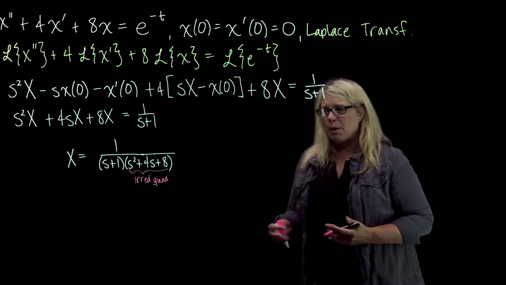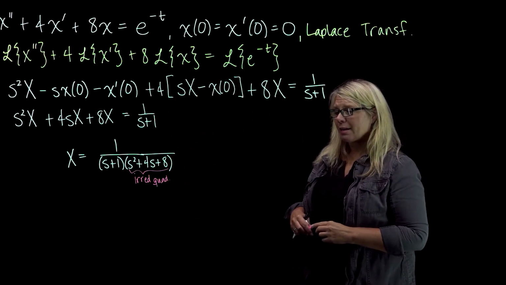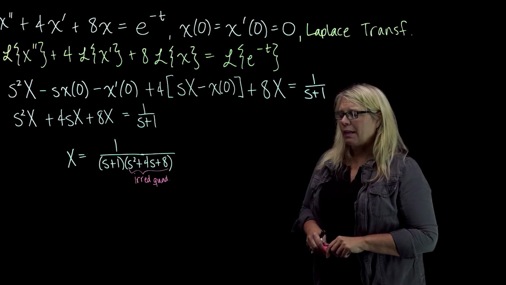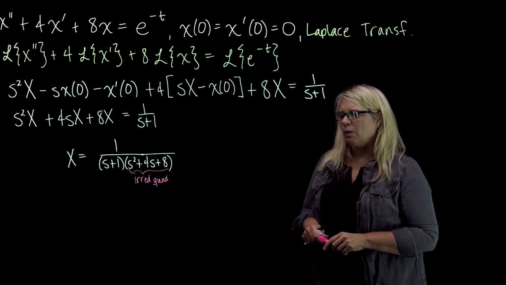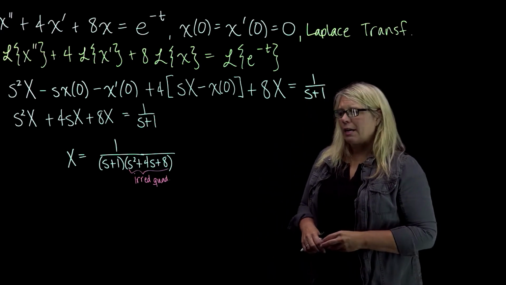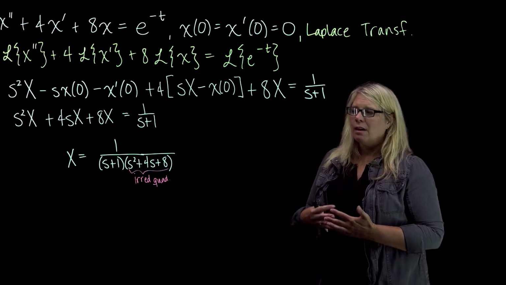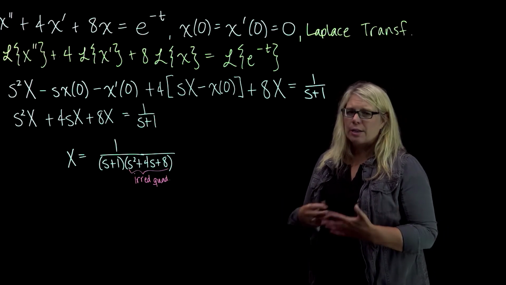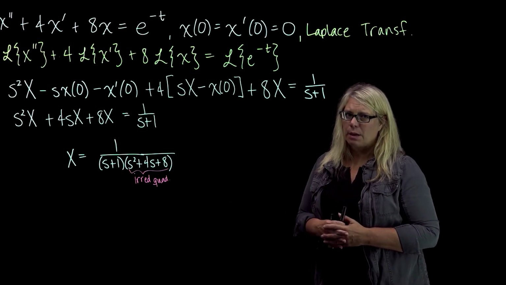So when you set up your partial fractions for a problem like this, you have to set that up a little bit differently than we did in the last example. The other issue is thinking about doing that inverse Laplace transform. Even if you can do the partial fractions part, how do you handle the inverse Laplace transform?